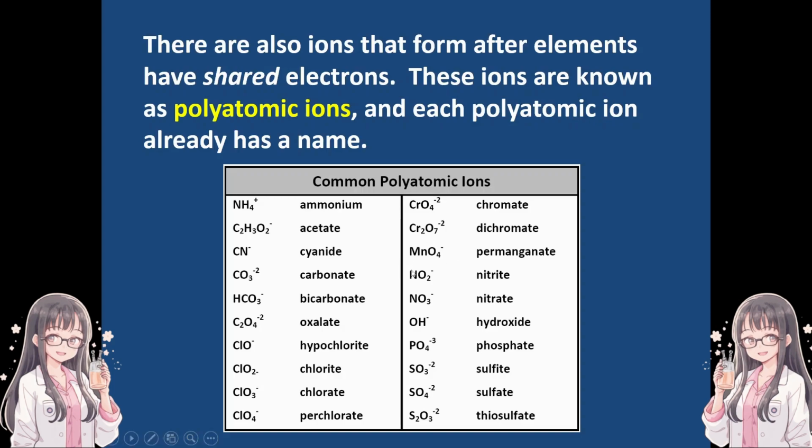Another example here is nitrite and nitrate. Since this one has a lower oxygen ion, it ends with ITE. And this one has a higher oxygen ion, that's why it ends with ATE. Last example is sulfite and sulfate. Look at this one. It contains 4 oxygen ions. It ends with ATE. And this one is only 3. That's why it ends with ITE. It's only a heads up. But anyway, again, polyatomic ions already have a name. So you cannot change anything.